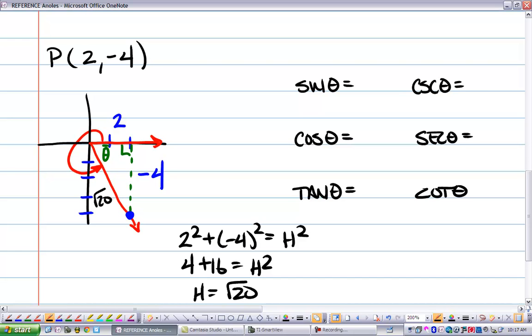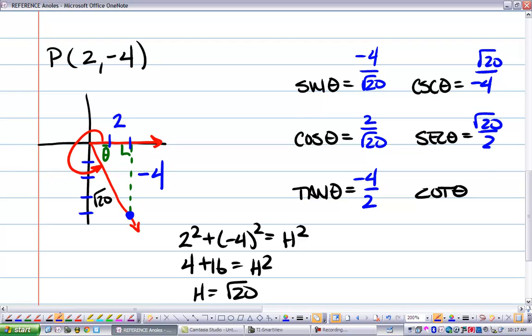Once you have that, guys, you're home free. Find all your ratios. Sine is opposite over hypotenuse. Cosine is adjacent over hypotenuse, and tangent is opposite over adjacent, and then you just flip it for the other ones. And that's how you do those examples there.